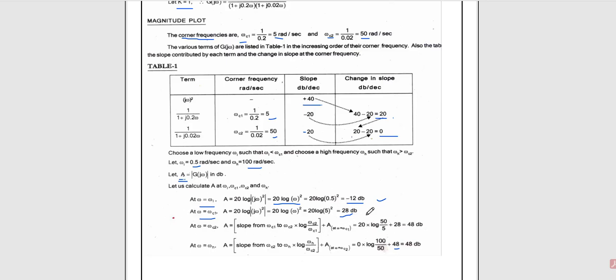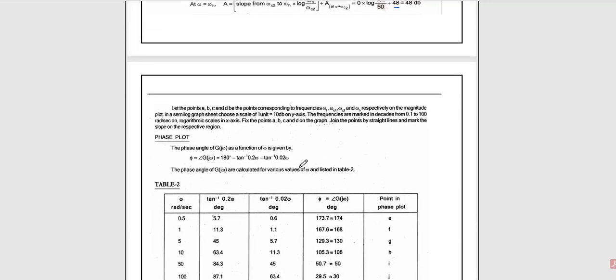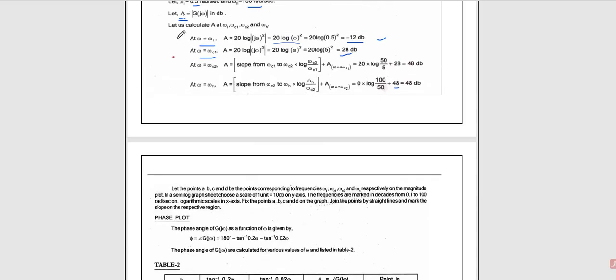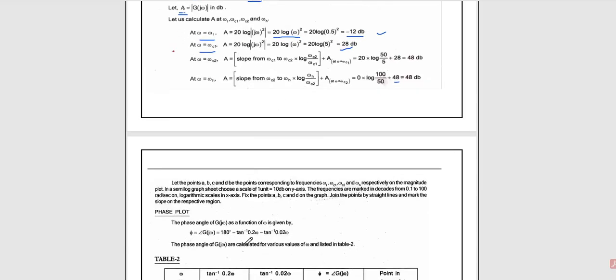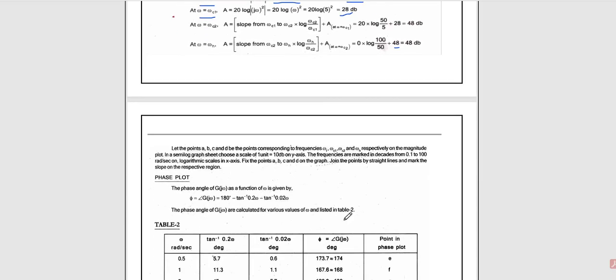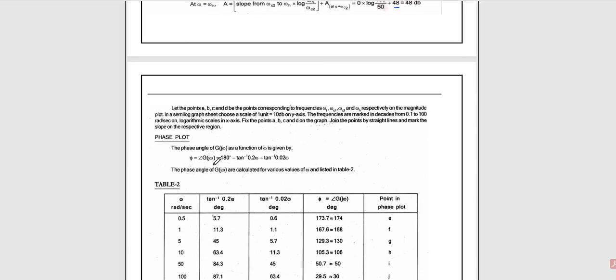This is enough for the magnitude plot. Then for the phase plot we need to go for the phase angle calculation. For the Bode plot, the main aim is to draw the magnitude plot and the phase plot. The magnitude plot is magnitude, that is gain in decibels, versus omega, and the phase plot is phase angle versus omega. So here is the phase angle calculation.